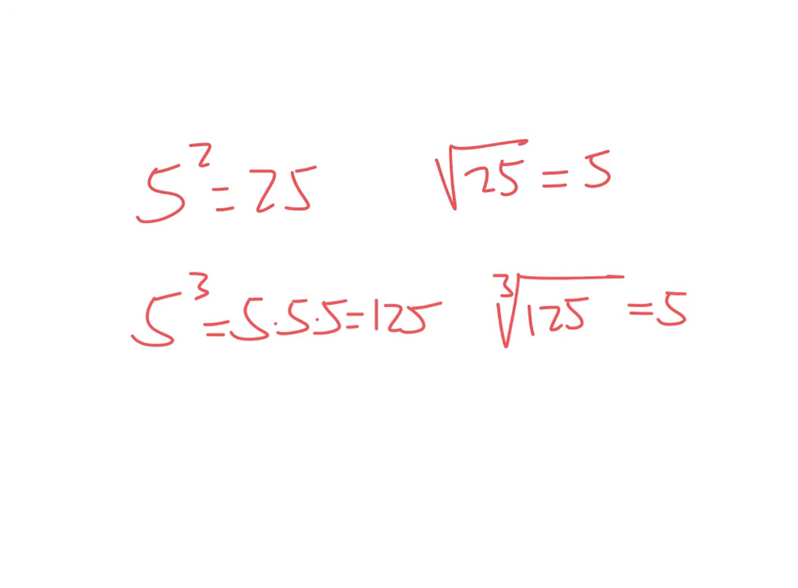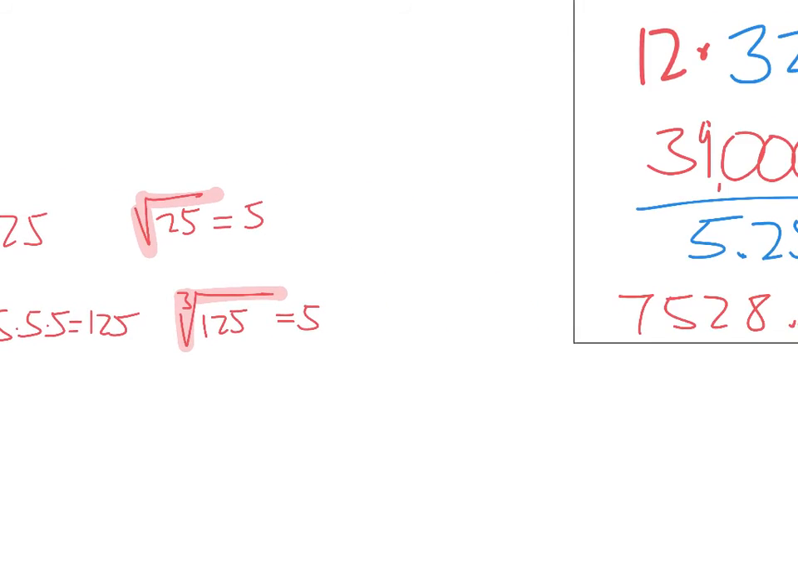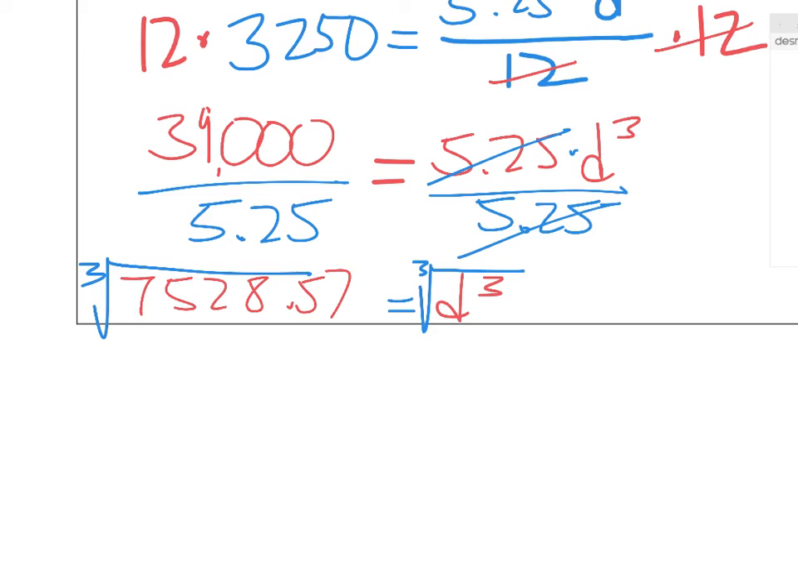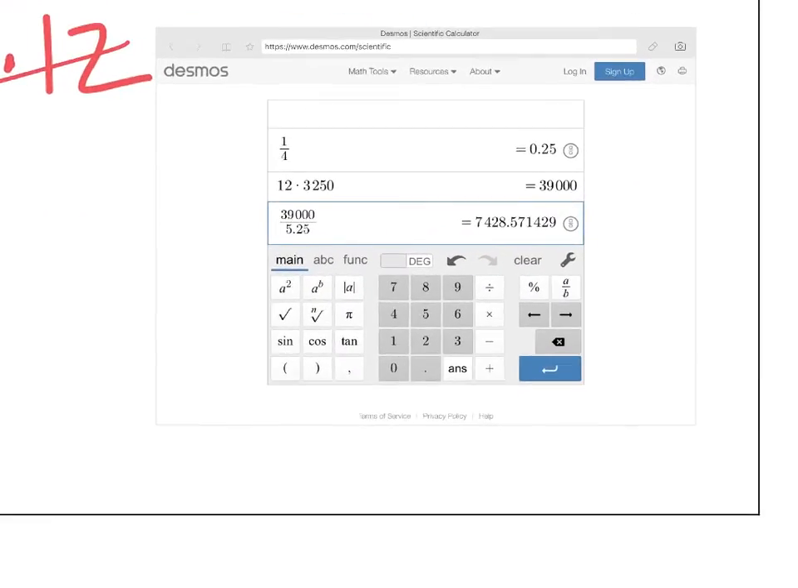So the opposite of squaring is the square root. The opposite of cubing is a cube root, or a third root. So what we want to do here is undo this cubed here. The opposite of a cube is a cube root. What you do to one side, you have to do to the other. So we have to cube root this number to solve for d, and then we'll be all done.